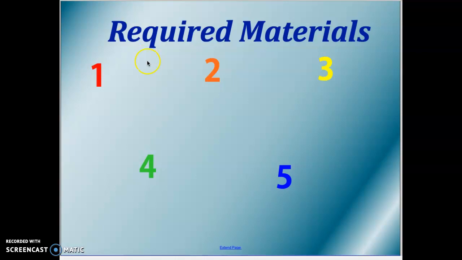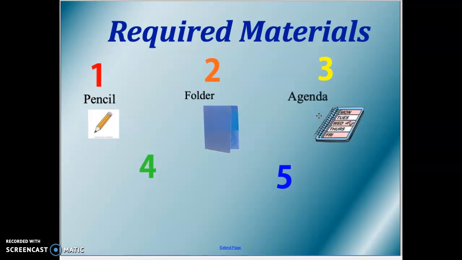When you arrive at General Music, I'd like for you to have the following materials. Always have a pencil. Make sure you have a folder to keep some papers in. Occasionally I'll be giving you assignments that require a piece of paper. Agenda.